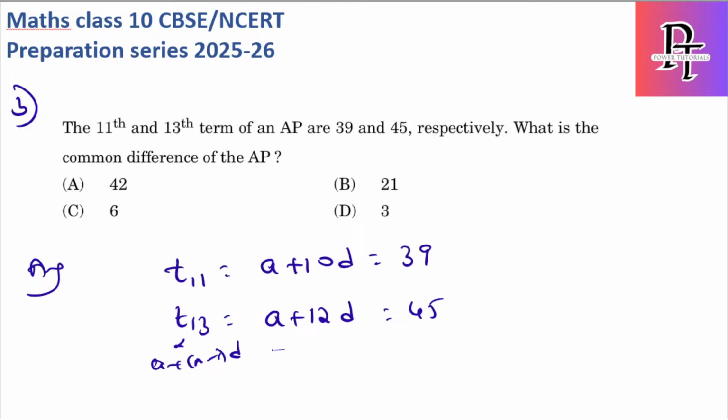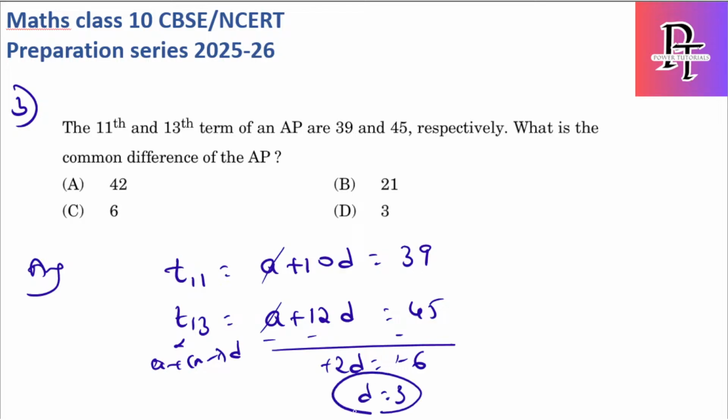So a plus 12d is how much? 45. So now just subtract these two equations. A and a get cancelled out. 10 minus 12 is minus 2d. 39 minus 45 is minus 6. So the d value we got is 3. Substitute the d value in one of the equations to get the a value. But they are asking for the d value only, so simply the d value is 3. No need to find the a value as well. Okay, simply solve and get the d value. Now let's move to the next question.